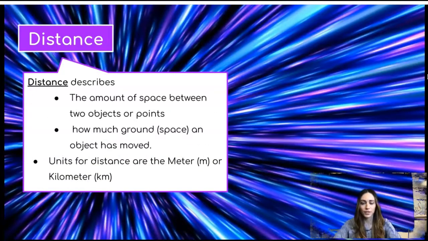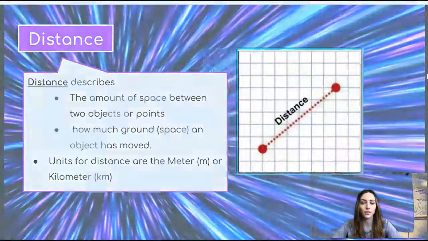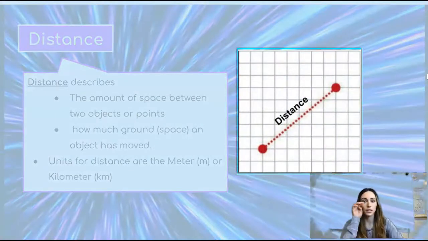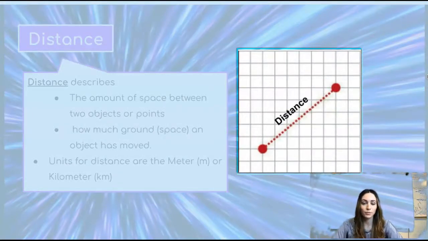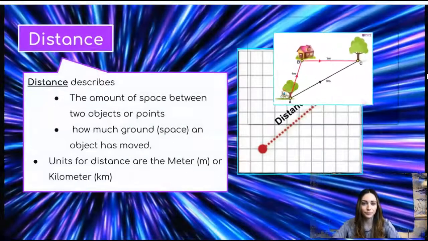The units for distance are the meter, which is abbreviated lowercase m, or the kilometer, which is abbreviated lowercase km. 1 kilometer is equal to 1,000 meters. Let's look at a couple examples of distance. So first, we have a very obvious example here of two points in space and the distance between them. We can see that this dotted line quite simply represents the amount of space in between these two points, representing the distance between them.